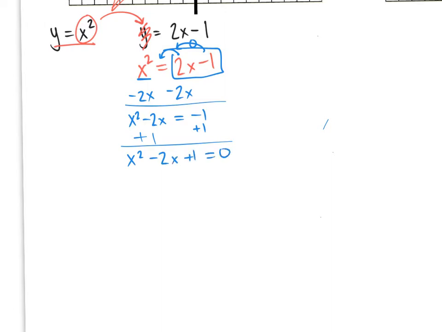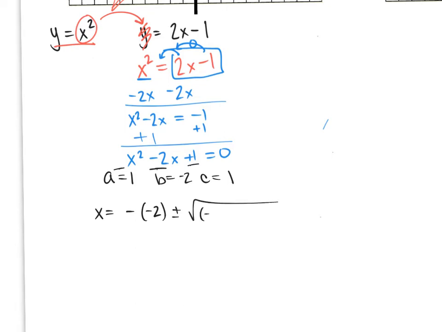And now you can see I've got this situation going on, which is going to be either factorable, completing the square, or you could use the quadratic formula. I'm going to do the quadratic formula here just because I know that it works every single time. So the a is the number in front of x squared, which is 1. My b is -2, and my c is 1. x equals negative b, so -(-2), there's my b, plus or minus the square root of b squared minus 4 times a times c, all over 2 times a.